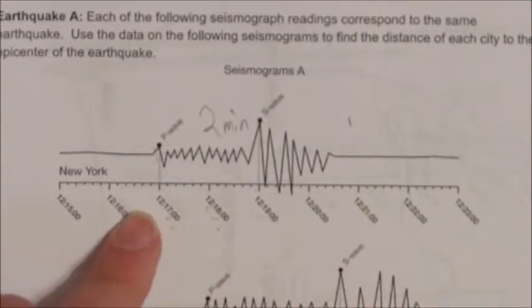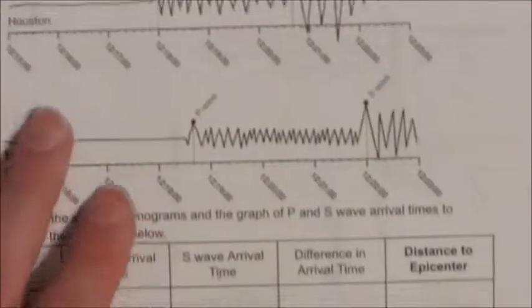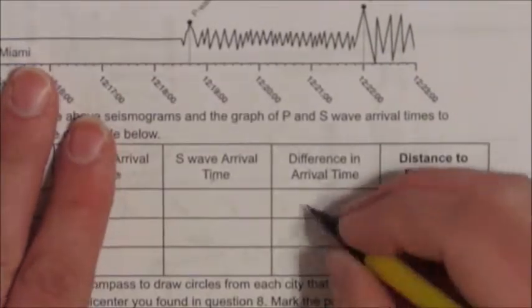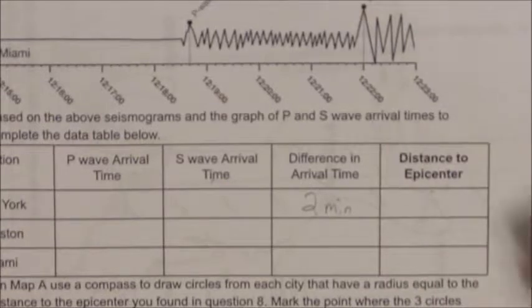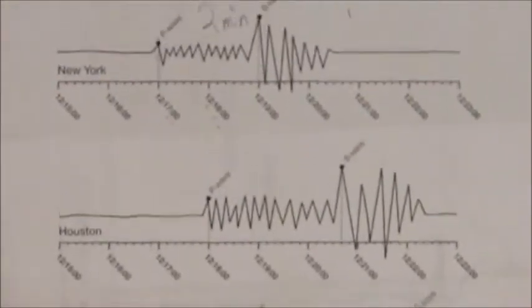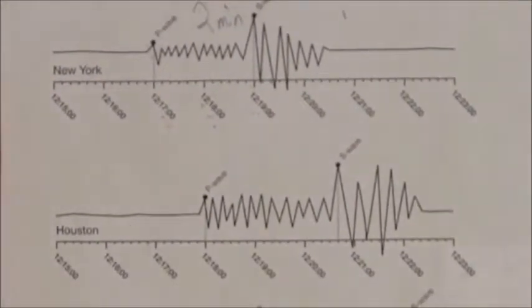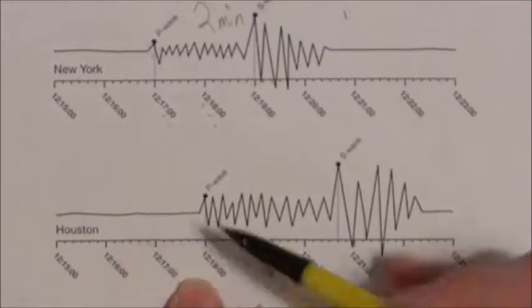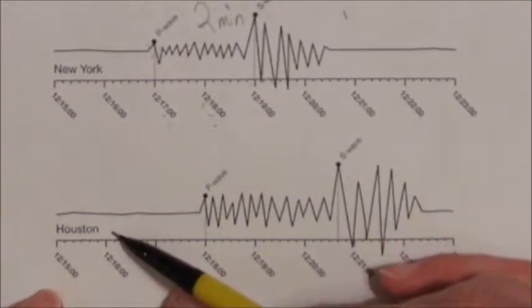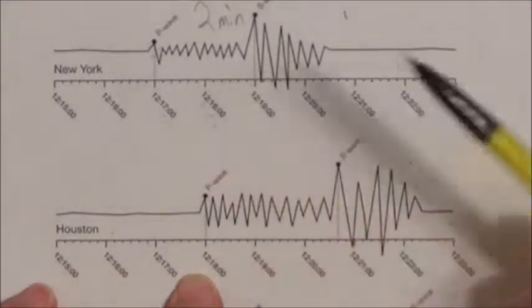Now you can also put that down in your chart. Down here, for New York, we have a difference of 2 minutes. Okay, then we're going to look at Houston's seismograph data. It arrives at 12 minutes and 18 seconds. So the earthquake, we already know, is further away from Houston than it is New York.